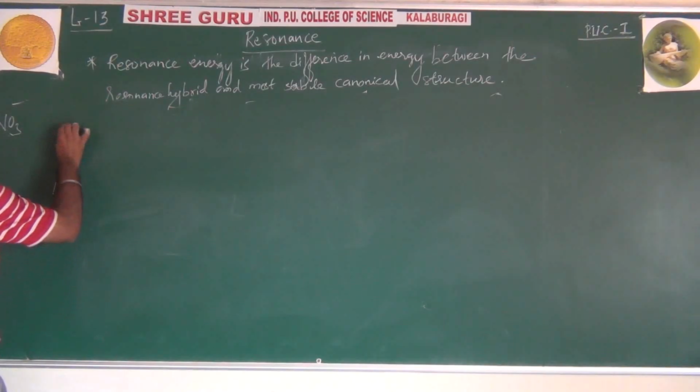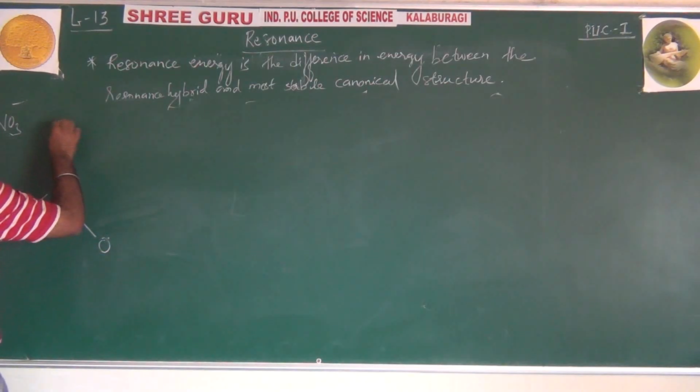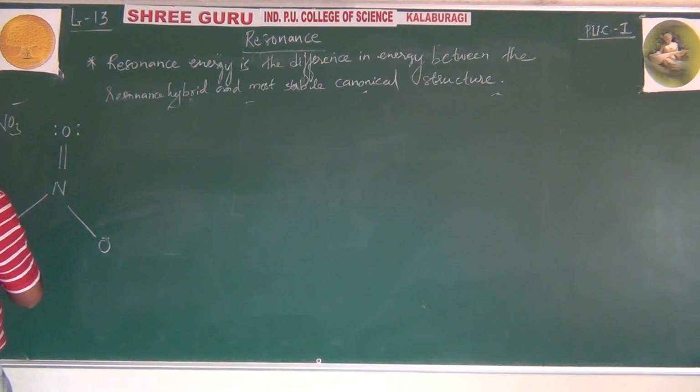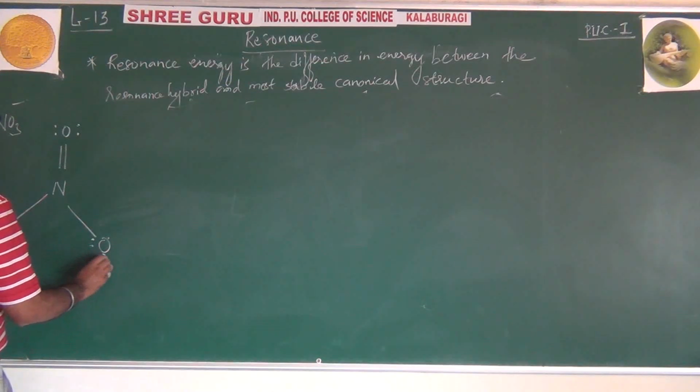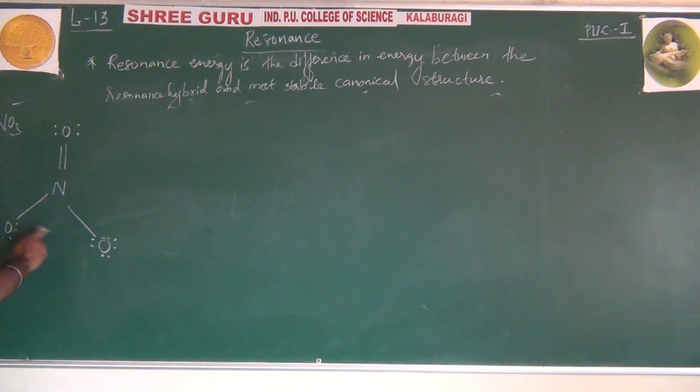Nitrate: N double bond O and O. Here also count 2, 4, 6, 8. Got it? This is nitrate, NO3.